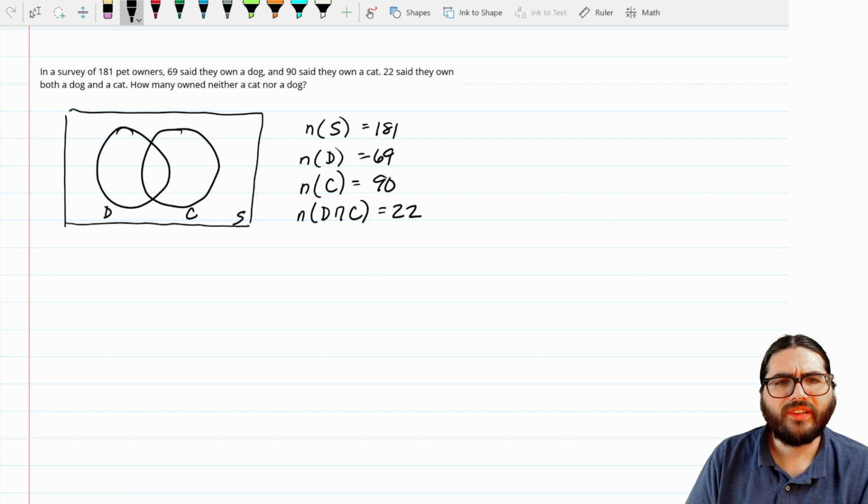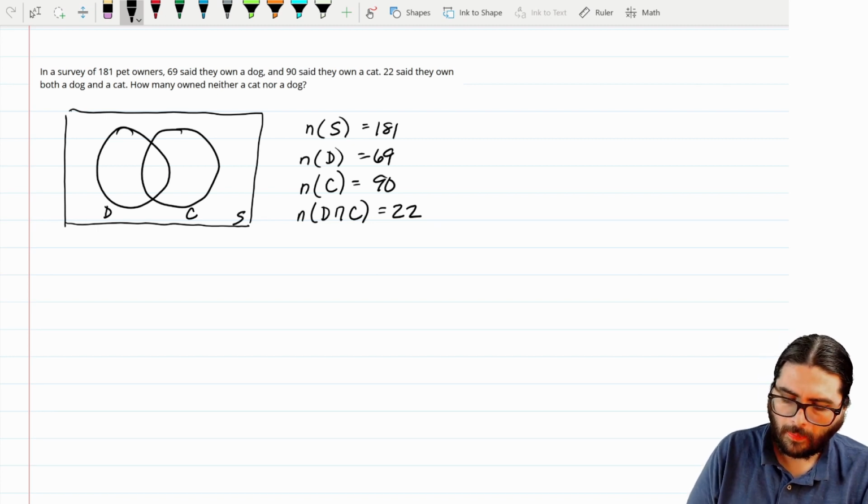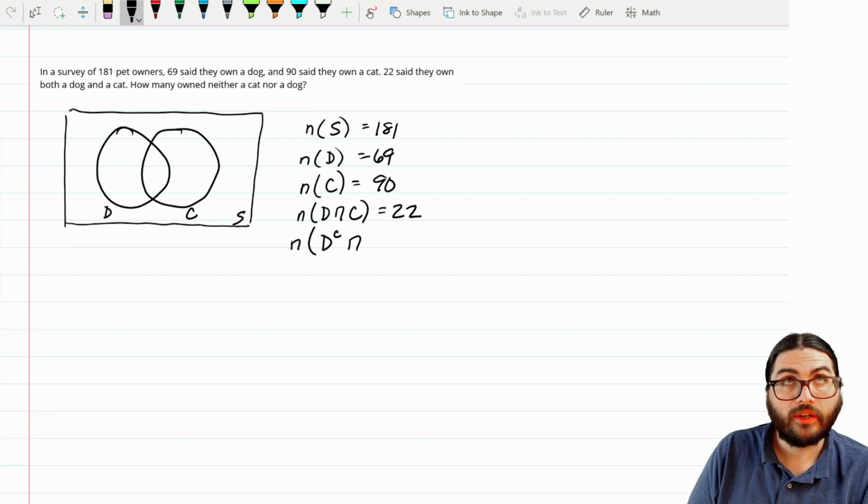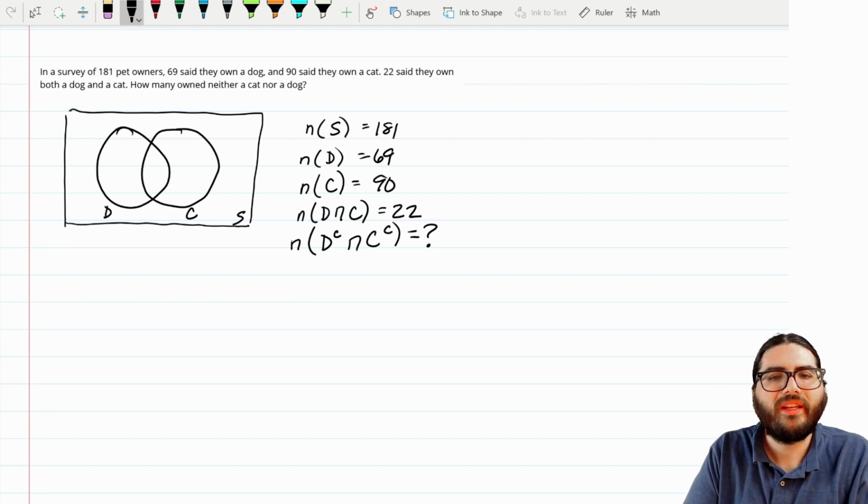But the question asked how many owned neither a cat nor a dog. So let's see, I don't own a dog, that's D complement, and I don't own a cat, C complement. And we're trying to figure out how many are in that set.